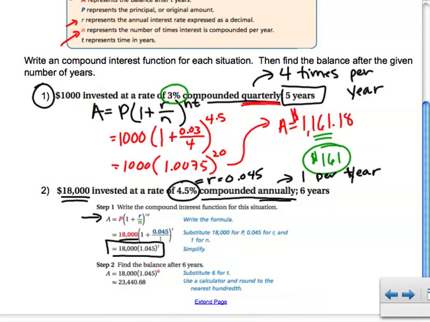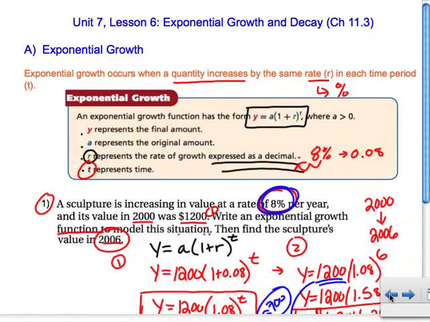Okay, exponential decay is just the opposite of that. And if you look back at our formula here, take a mental picture of that right now.